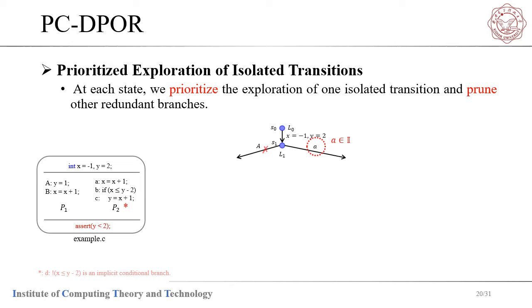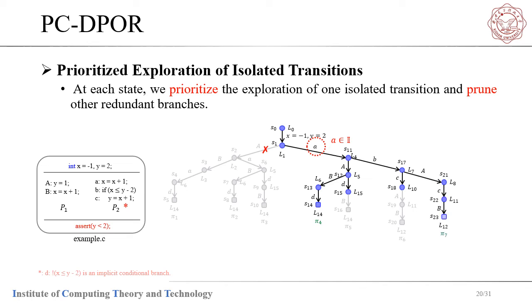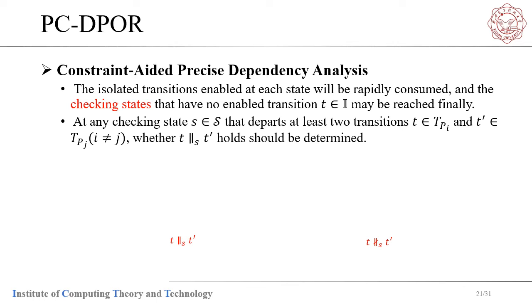With the strategy of prioritizing the exploration of isolated transitions, many redundant branches can be pruned effectively. Through utilizing the prioritized exploration strategy, the checking states that have no enabled isolated transitions may be reached finally. At this stage, the dependencies of enabled successor transitions T and T' should be determined. If T depends on T' at state S, then only one execution order will be explored. Otherwise, both the execution orders should be explored.